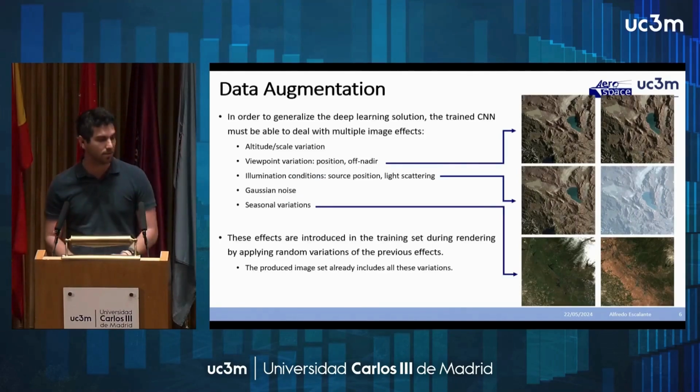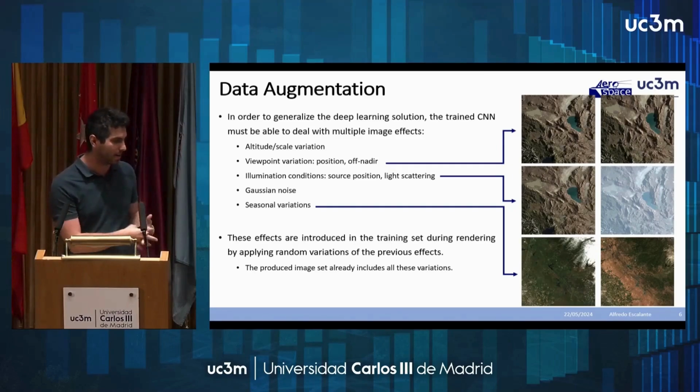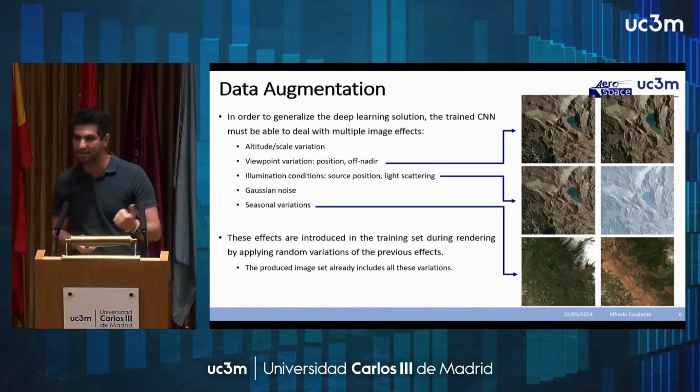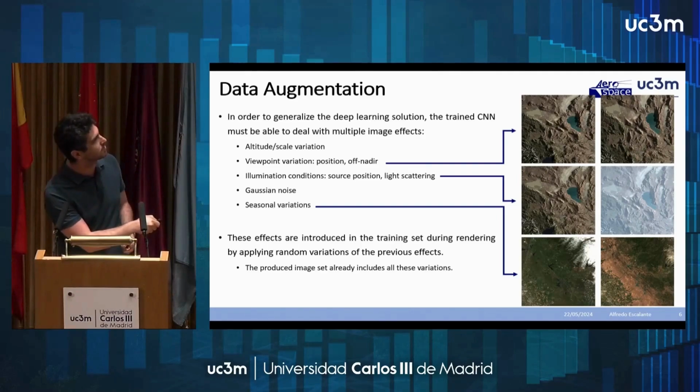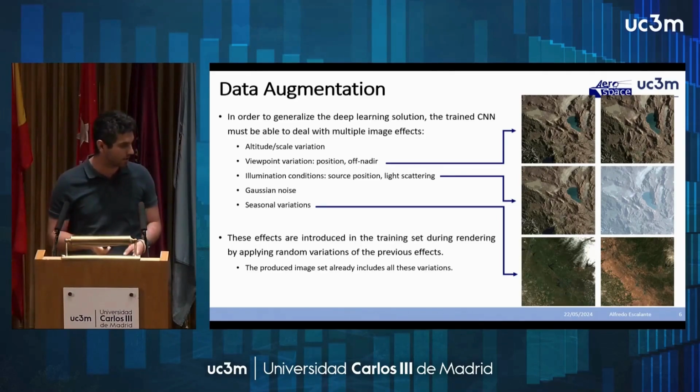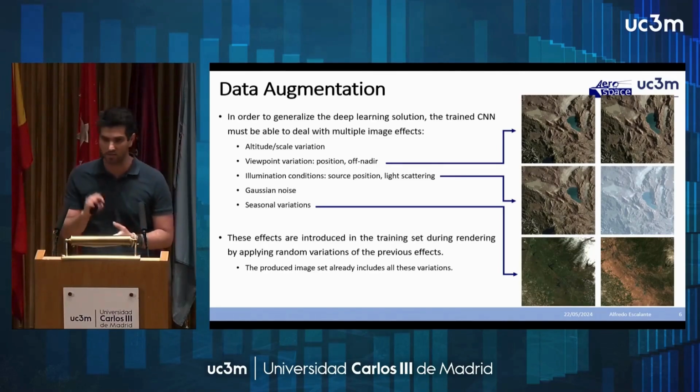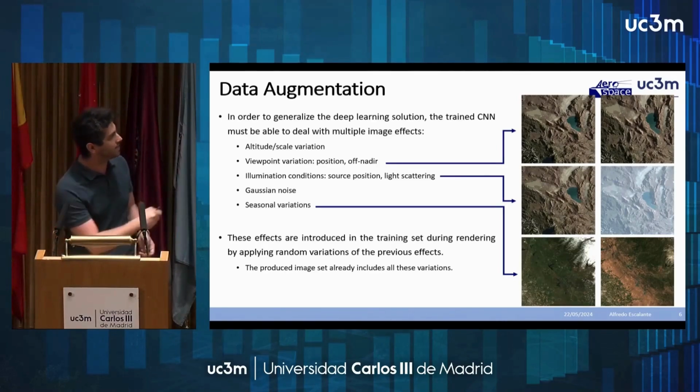So there are some data augmentation effects that we include at rendering time, and this is because they are completely inherent to the camera characteristics, like the altitude and scale variation, the viewpoint variation for the position and the off-nadir of the camera, the illumination conditions, intensity, light scattering, as you can see in this image for the effect of the atmosphere, Gaussian noise, which is also important in these images from OPSAT. We have some noise in the detector, and the seasonal variations.